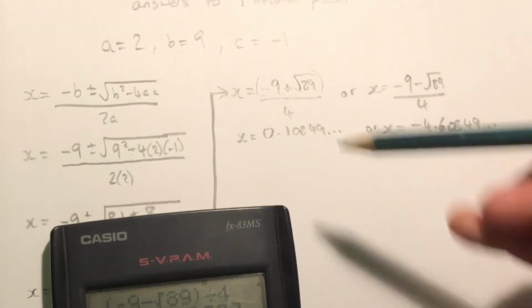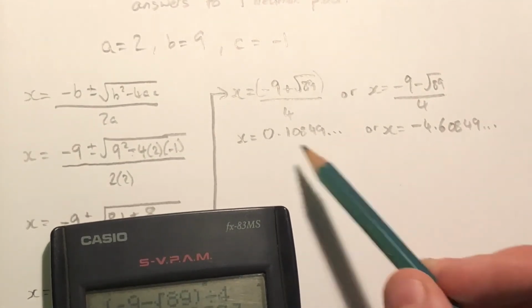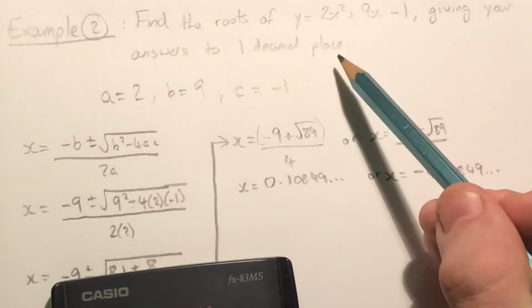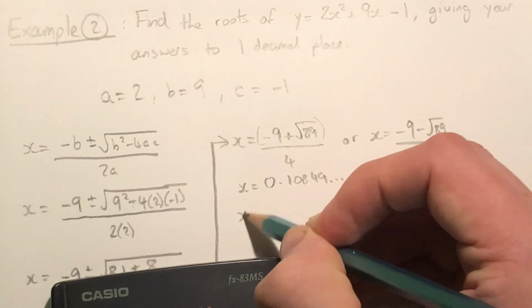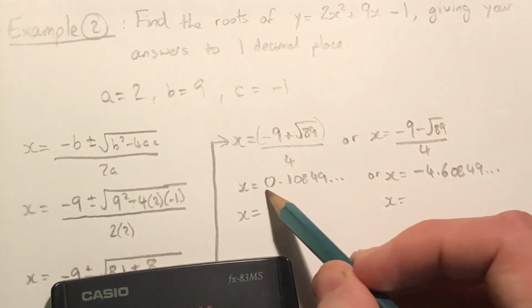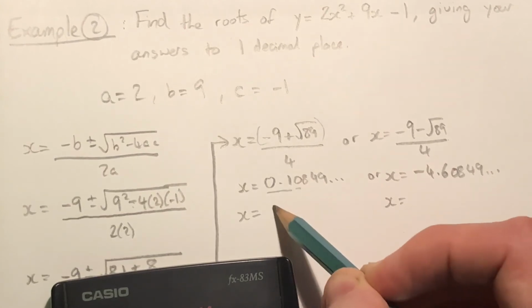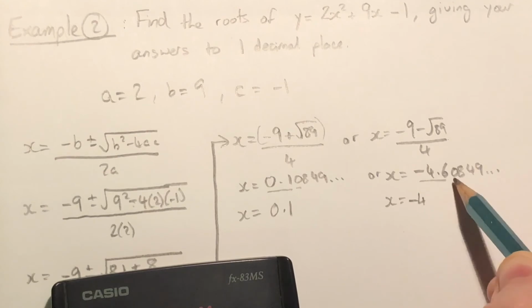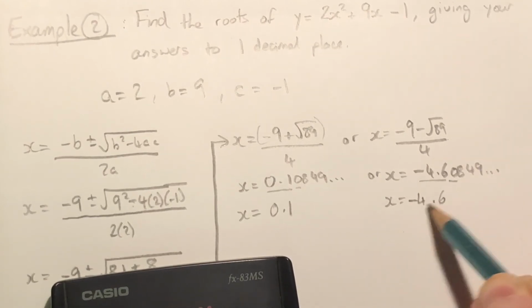And notice I'm giving these as unrounded answers first, just in case we make an error when it comes to our rounding. In this case, the rounding shouldn't be too difficult because we've got zeros as our second decimal place. But it's just basically to highlight that, you know, you send to your exam that I know what I'm doing with this, okay? So 1 decimal place, 0.1, 0 rounds down, 0.1, or minus 4.6.